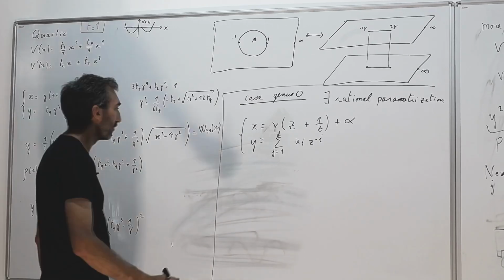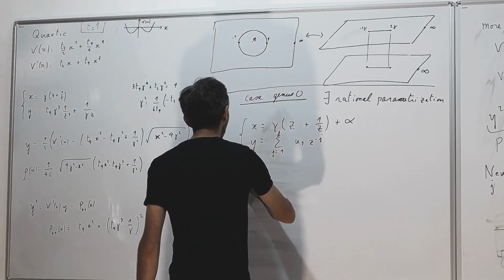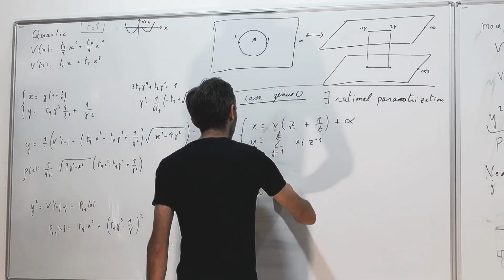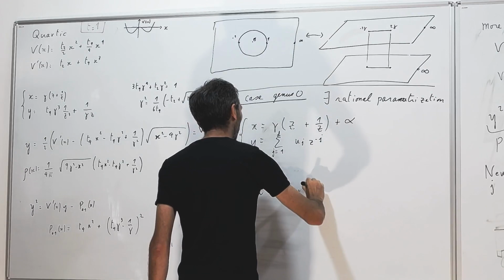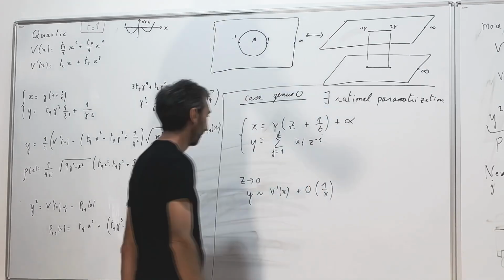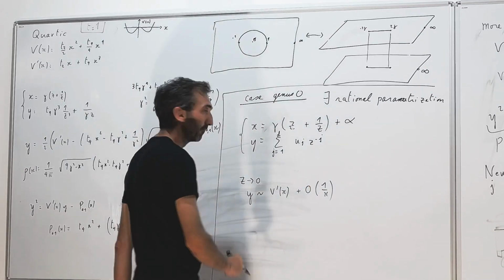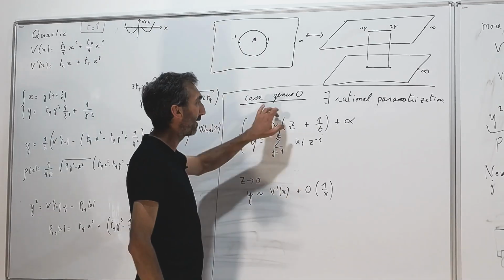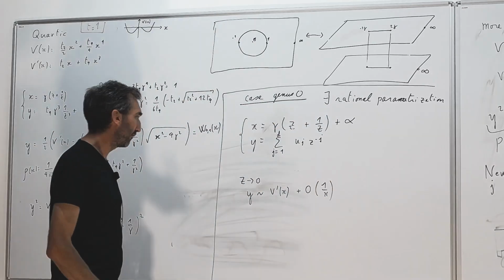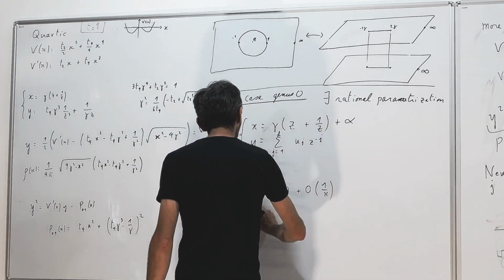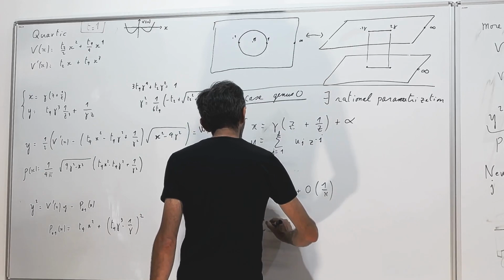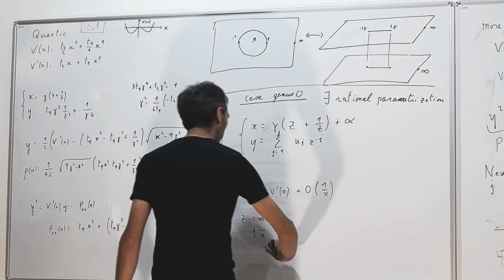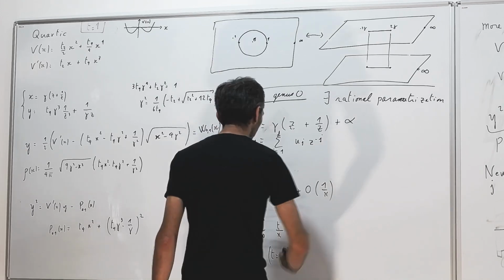And we know that when z goes to 0, y should behave like v prime of x plus O of 1 over x. And that will fix the values of all the u_j's, of gamma and alpha. Well, in fact, we know something else: in the physical sheet, y behaves at infinity as t over x, but here t equals 1. So 1 over x.